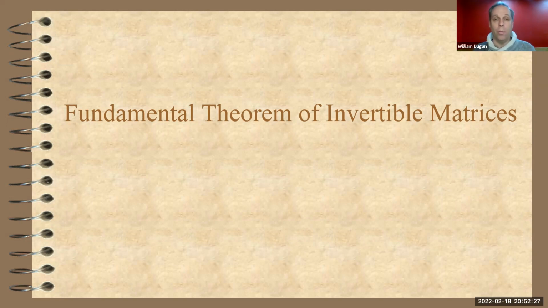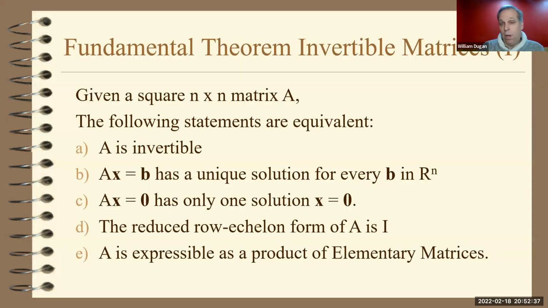So in this video, we talk about the fundamental theorem of invertible matrices, probably one of the top 3 important theorems in the entire course. The fundamental theorem of invertible matrices starts this way. Assume you have a square matrix A. The following things are equivalent. That means if one is true, all of these are true. If any is false, all of them are false.